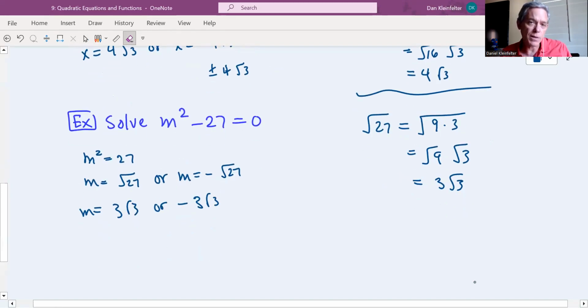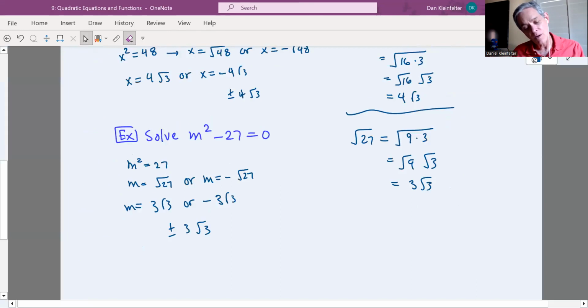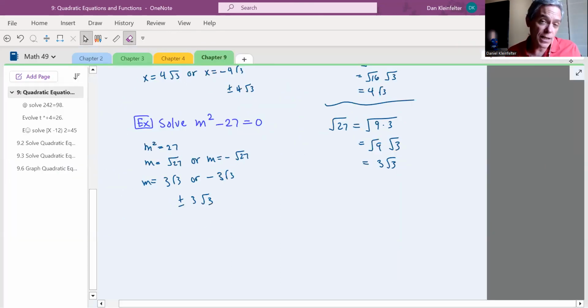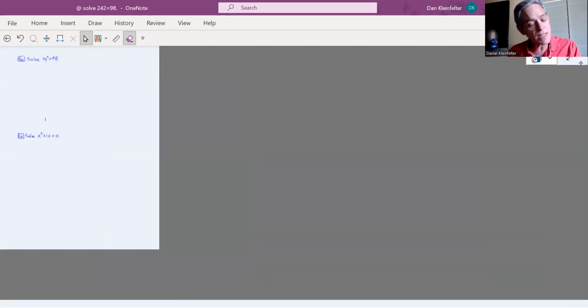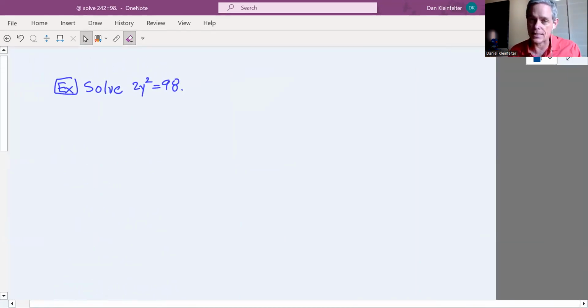If you want to use the plus or minus symbol, you can write plus or minus 3 square roots of 3. Okay, so that is our first two examples illustrating the square root property. That's much of it right there. What all the rest of this is going to be is maybe progressively more complicated examples, but the main concept of the section we're done with, square root property.